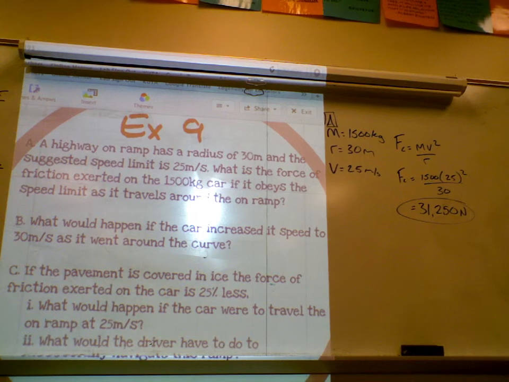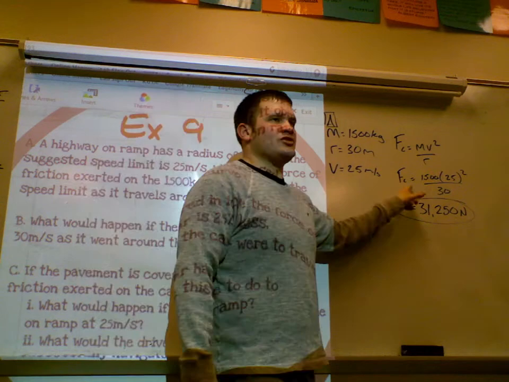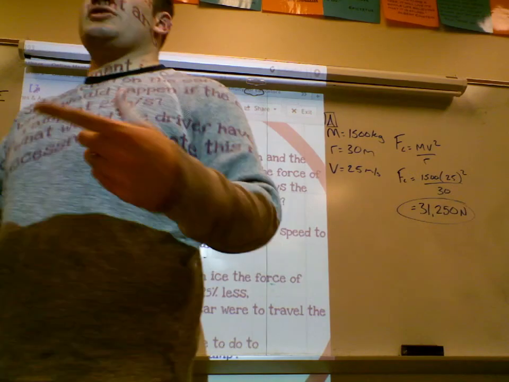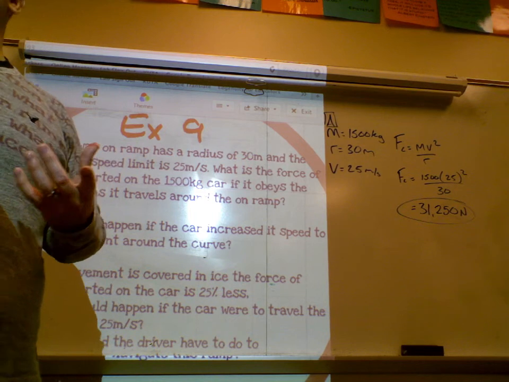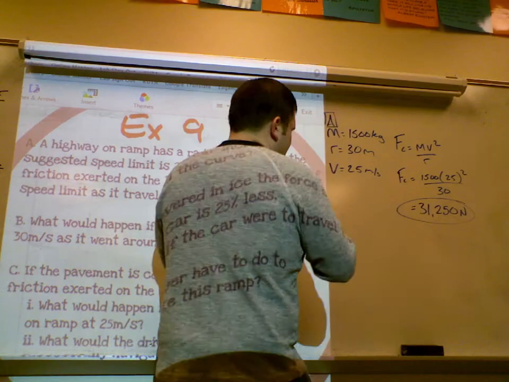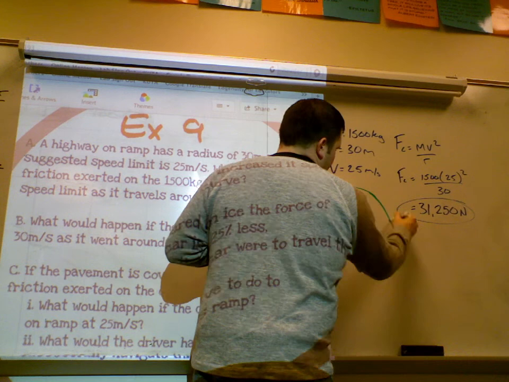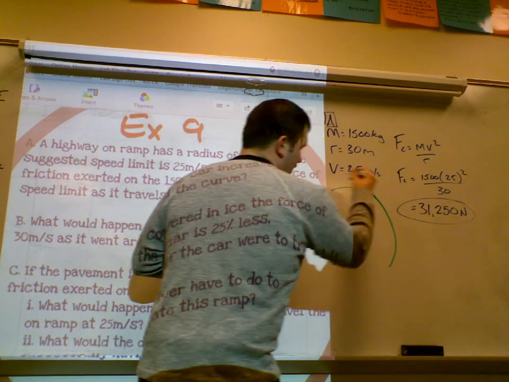Before we go on to B, let's talk about A a little bit more. It says, what is the force of friction exerted on the 1,500 kilogram car, right? But this equation finds centripetal force. So what's the relationship between that centripetal force and the force of friction? They're the same, good. Because as the car goes around its turn, now the on-ramp might not be completely circular.